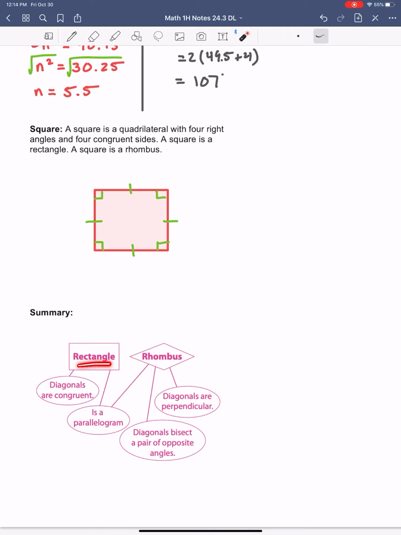It says that for a rectangle, we know the diagonals are congruent, okay? And then we know that it's a type of parallelogram. And then a rhombus is also a type of parallelogram. The diagonals are perpendicular. They create that 90-degree angle. We just saw that. And they bisect a pair of opposite angles. That means they cut those angles in half. We just saw that as well in the previous problem.